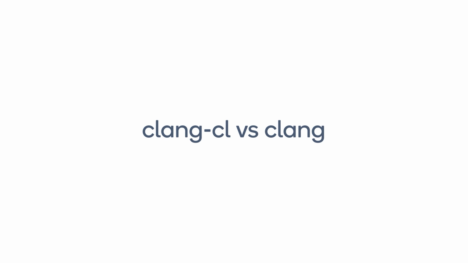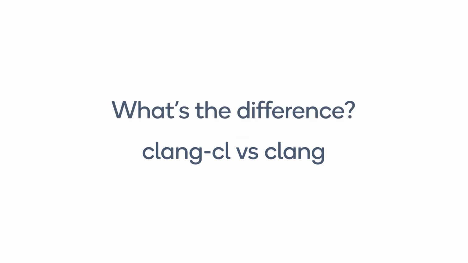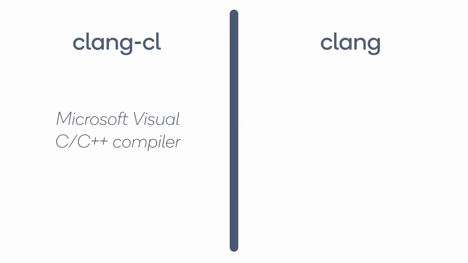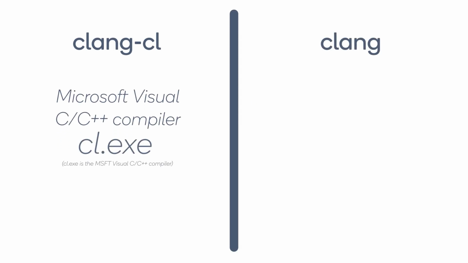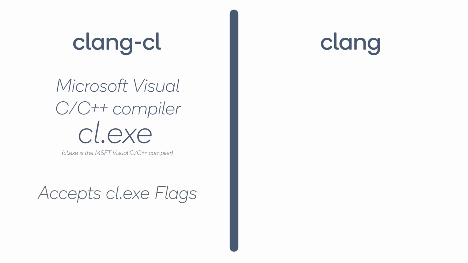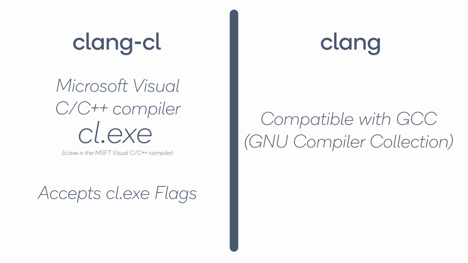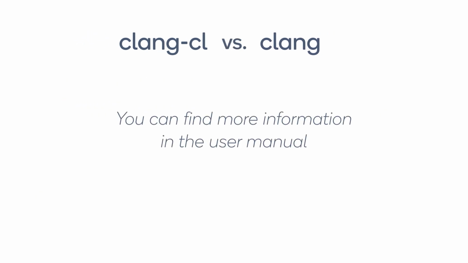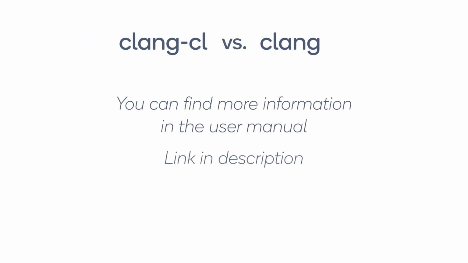you may wonder what the difference between Clang and Clang-CL is. Clang-CL is a Microsoft Visual C, C++ compiler, or CL.exe compatible driver of Clang. It accepts CL.exe flags, whereas Clang tries to be compatible with GCC, the GNU compiler collection. You can find more information about Clang-CL in the user manual. You can find the link in the description.